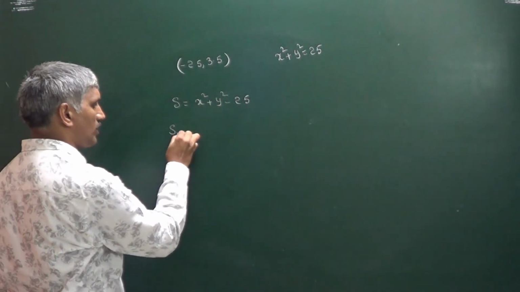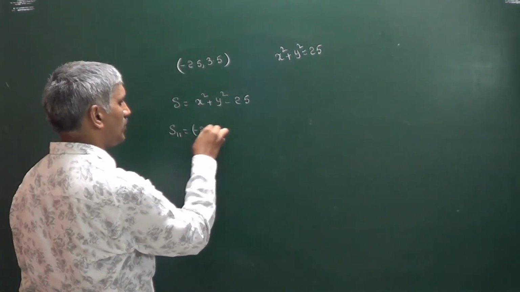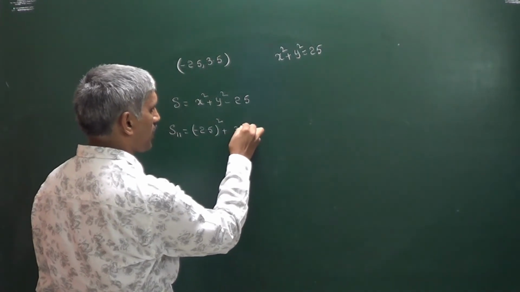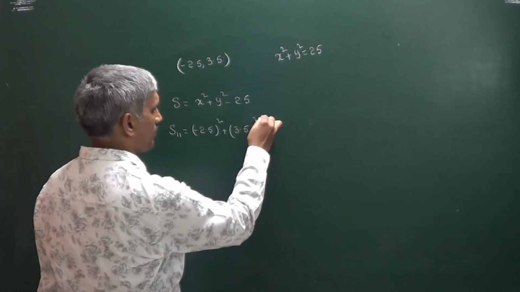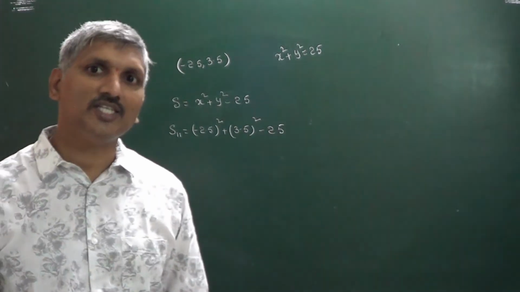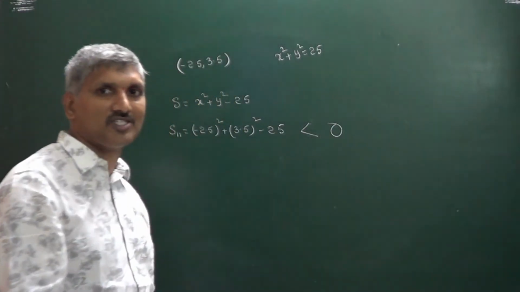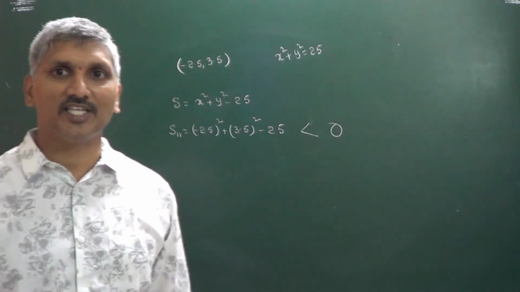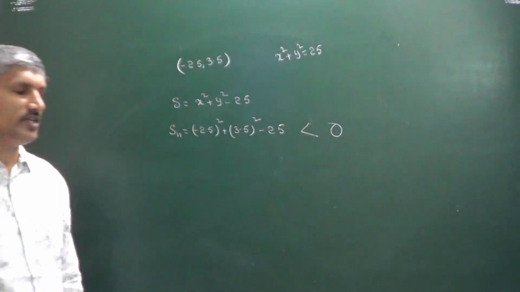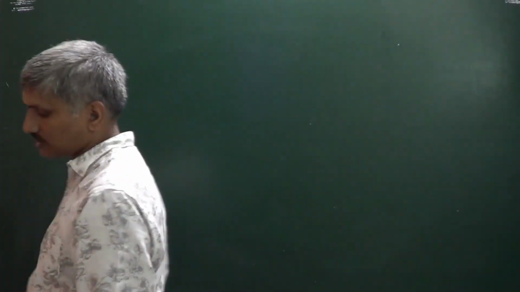Now check S11. S11 is equal to (-2.5)² + (3.5)² - 25. If this value is less than 0, then what can we say? The point lies inside the circle. Similarly, we discussed greater than 0 means outside, and equal to 0 means on the circle.